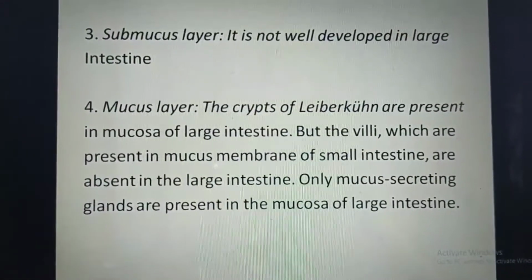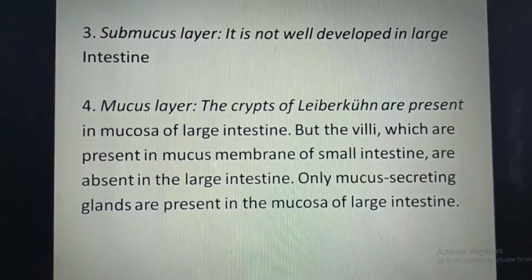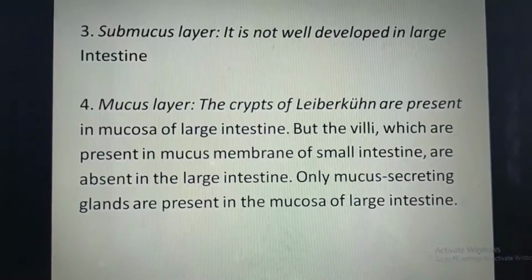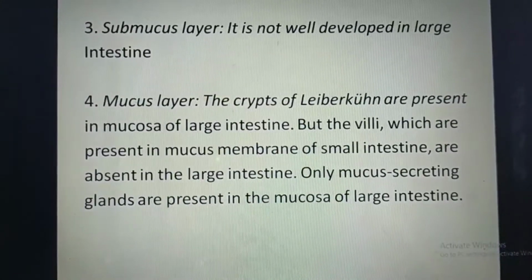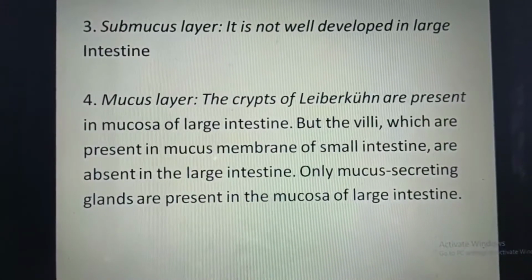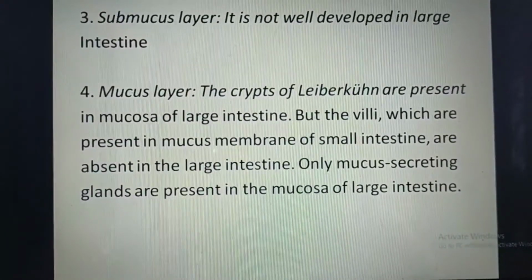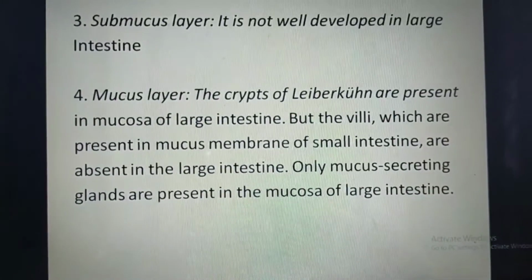Third layer is a submucous layer. It is not well developed in large intestine. Fourth layer is a mucous layer. The crypts or glands are present in mucosa of large intestine, but the villi, which are present in mucous membrane of small intestine, are absent in the large intestine. Only mucus secreting glands are present in the mucosa of the large intestine.